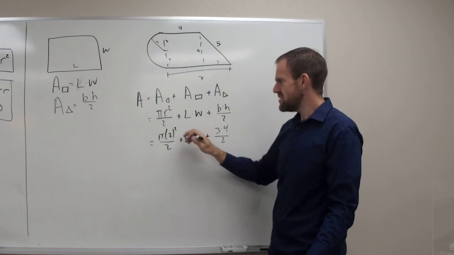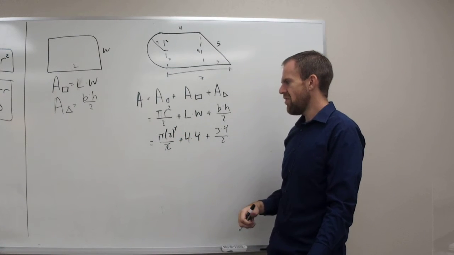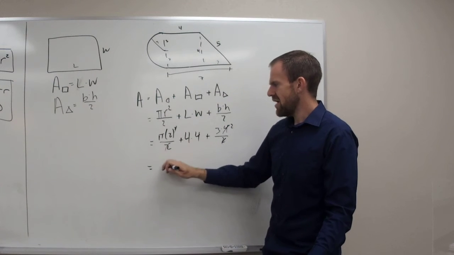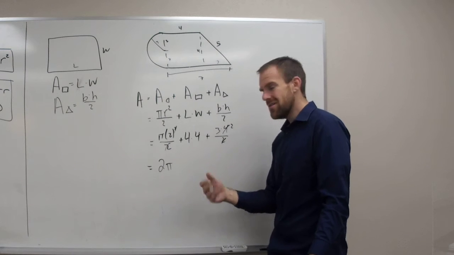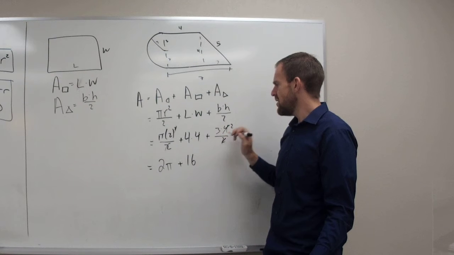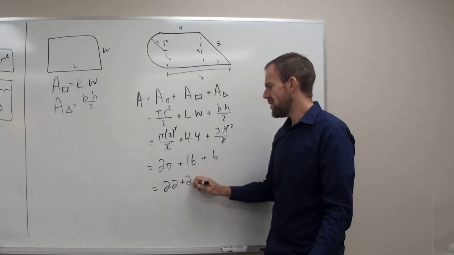I'm going to cancel as much as I can. So 2 squared is 4, so I can cancel that. I can cancel 4 and 2 to make 2. Now I'm going to multiply across. So I have 2 pi. I have no other pi's here, so that's just going to hang out there. He's going to be just like, all right, cool. I'm happy. 4 times 4 is 16. 3 times 2 is 6. So this looks like 22 plus 2 pi.